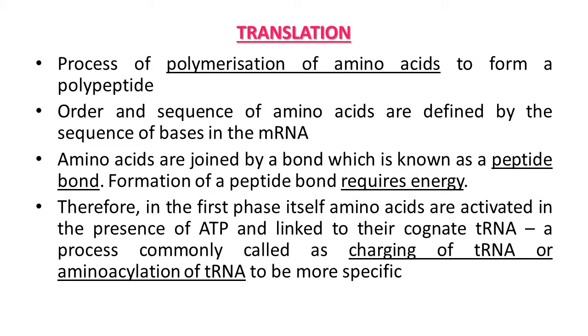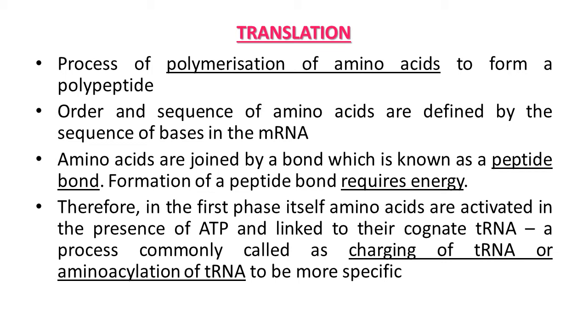The order and sequence of amino acids are defined by the sequence of bases in the mRNA, and this way the arrangement of different amino acids takes place. Units of amino acids arrange one by one, like amino acid 1, 2, 3 and so on, and a polypeptide chain is formed. Amino acids are joined by a bond known as a peptide bond. So between two amino acids the bond is known as a peptide bond.